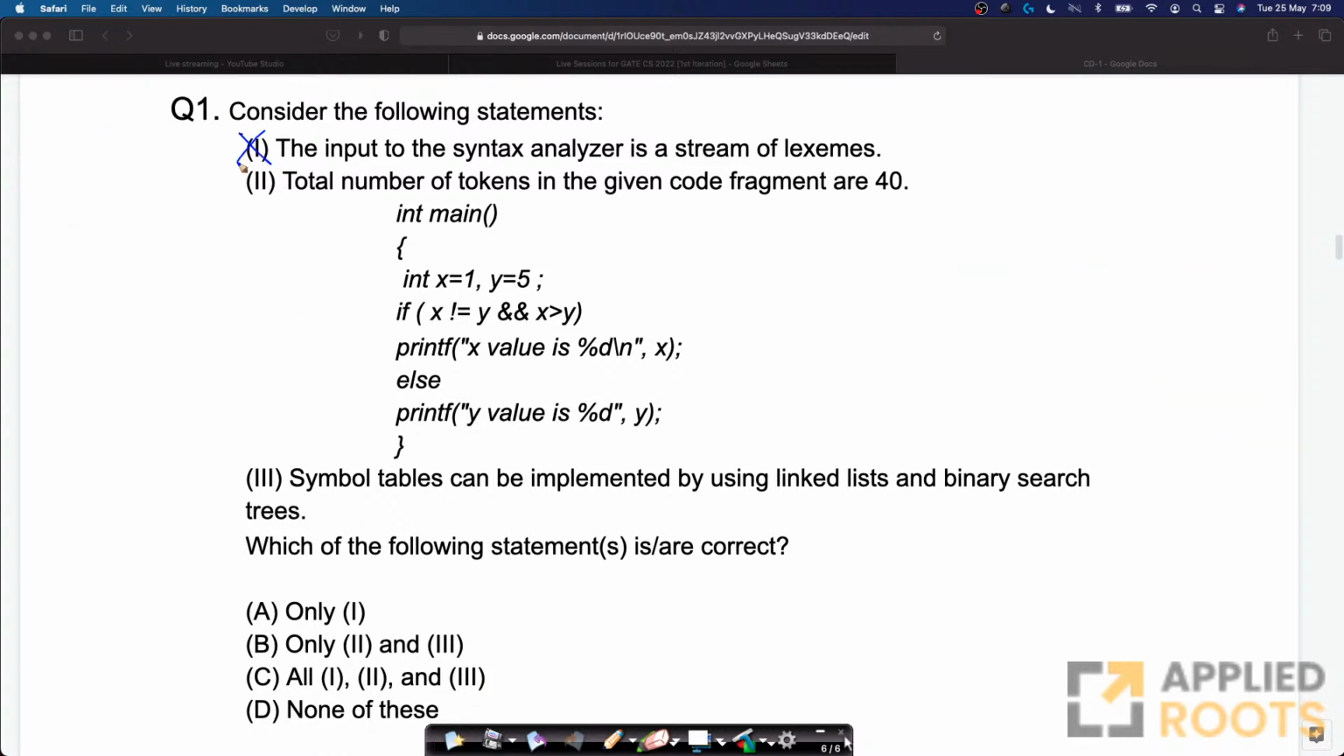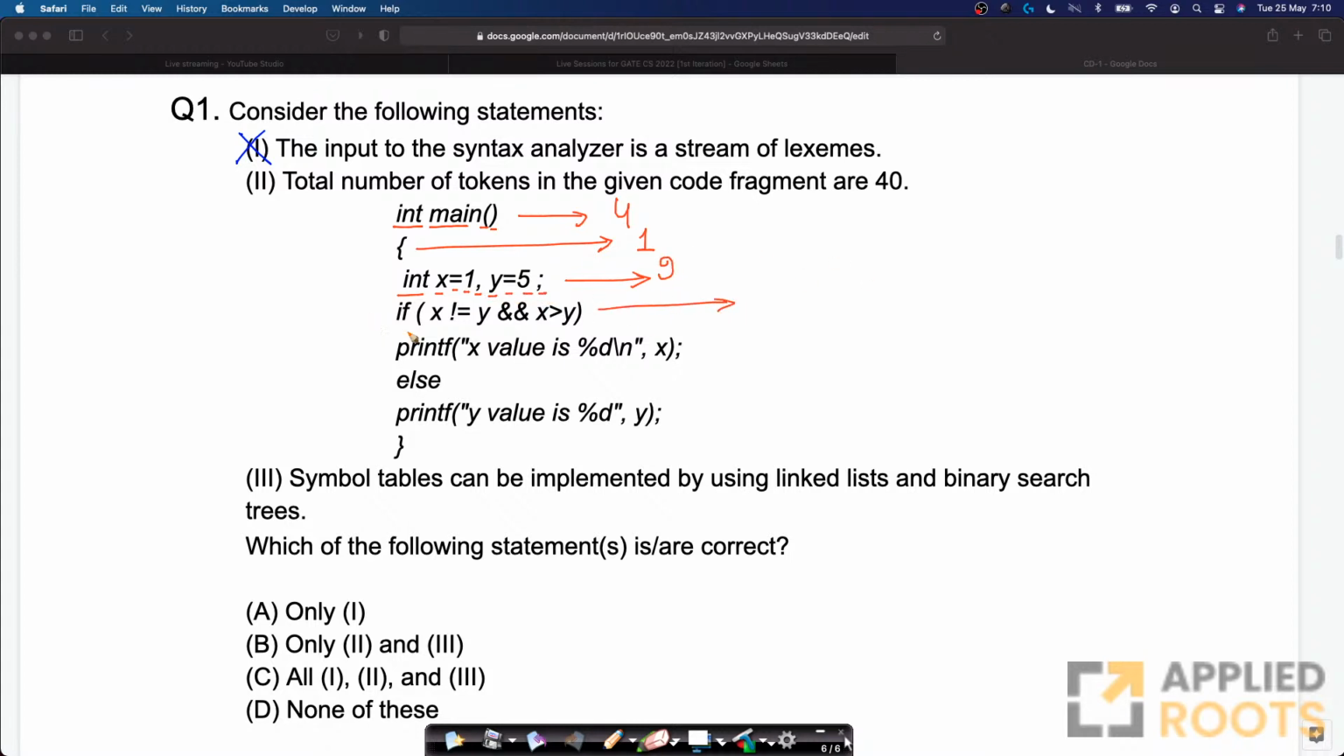Okay, let's go to the next one, which is the total number of tokens in the given code fragment. It's very simple to count. Let's count step by step, right? This is straightforward. Int is one token. Yes. 2, 3, 4. The first row has 4. This row has only one token. What about this row? 1, 2, 3, 4, 5, 6, 7, 8, 9. So there are 9 tokens here.